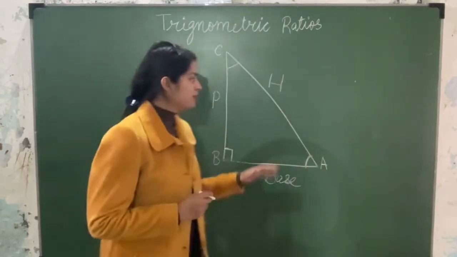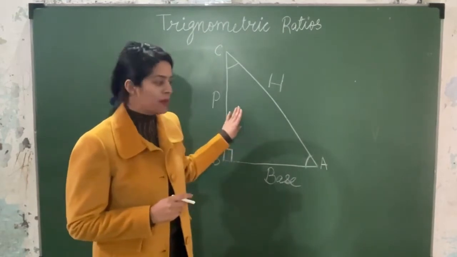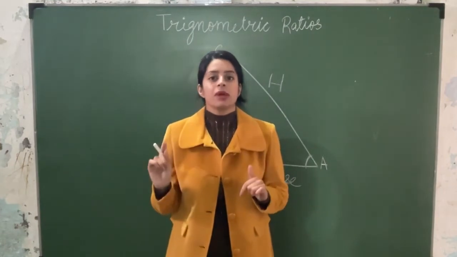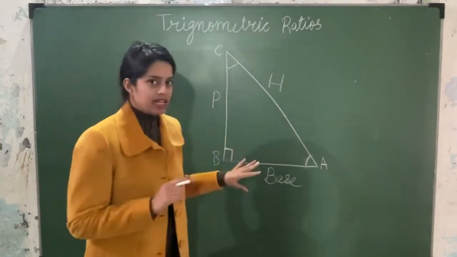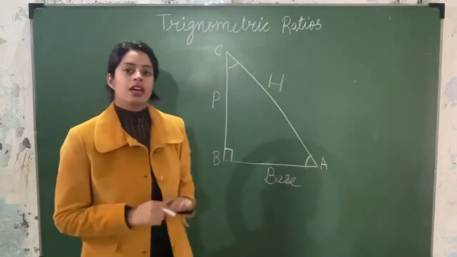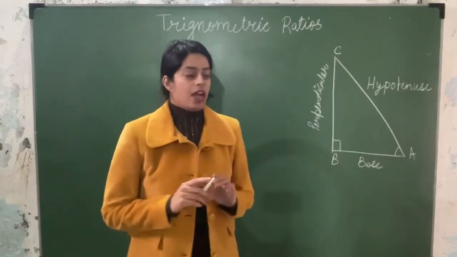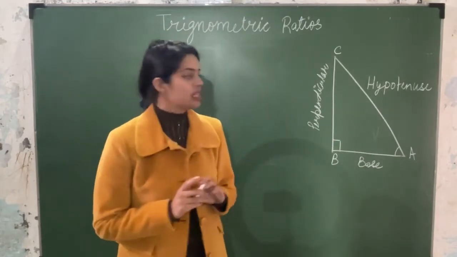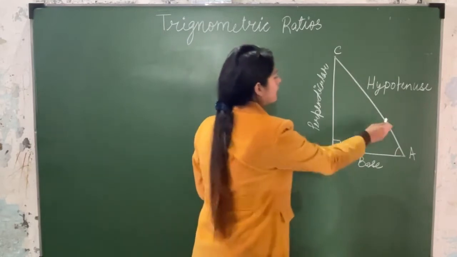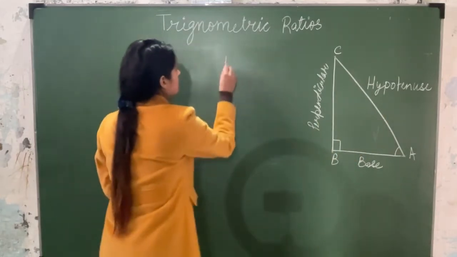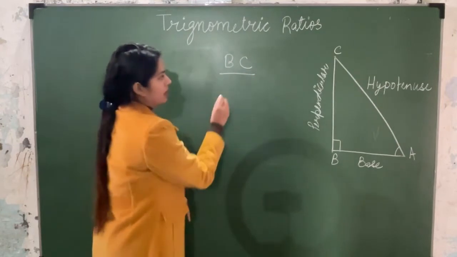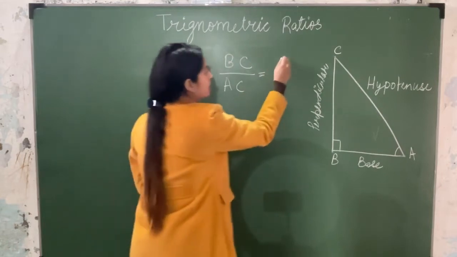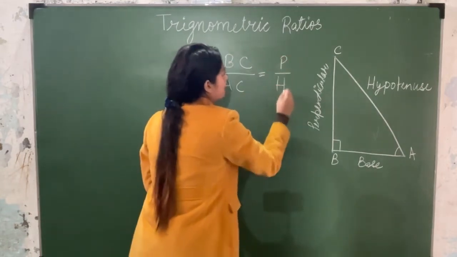Now with the help of these sides, that means the hypotenuse, perpendicular and base, we consider ratios and call them the trigonometric ratios. That means we involve these sides in ratios and call them trigonometric ratios. Let us say I am considering the ratio of perpendicular and the hypotenuse. That means I am considering the ratio BC divided by AC, that means perpendicular over hypotenuse.